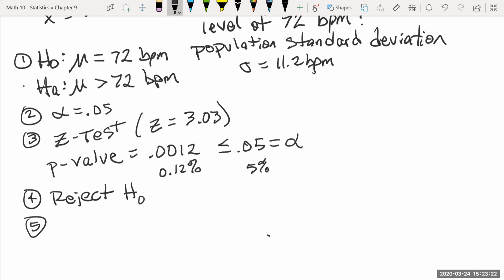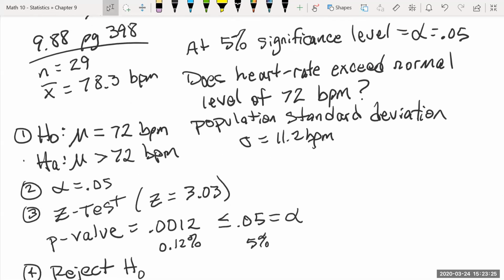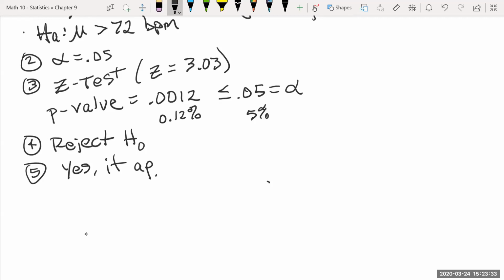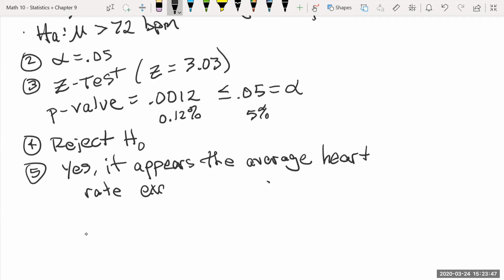And so my conclusion, to answer the question that says, does heart rate exceed normal level of 72 beats per minute? I'm going to say yes. And then state the conclusion. It appears the average heart rate exceeds 72 beats per minute. And so that's my conclusion. I've shown statistically that yes, that's probably the case.